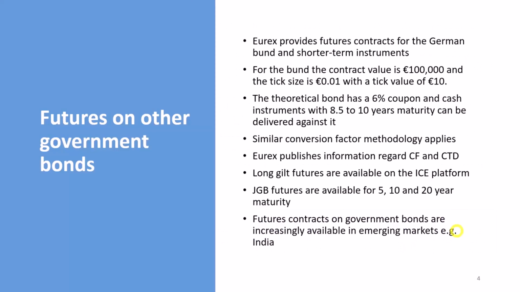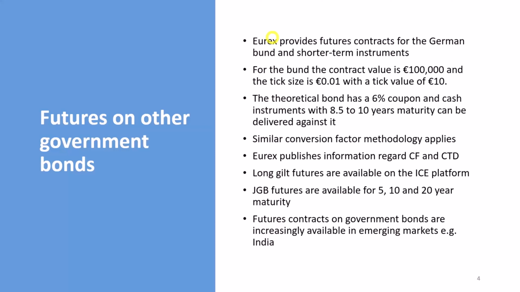So far I've talked about the US Treasury futures market, but there are futures contracts on other government bonds. Perhaps one of the better known is the German bund contract. This trades on the Eurex platform, and it represents the German 10-year bund or 10-year government bond. There are also contracts for shorter-term German government instruments. For the bund itself, the contract value is for 100,000 euros, and the tick size is 1 euro cent, and that has a tick value of 10 euros.